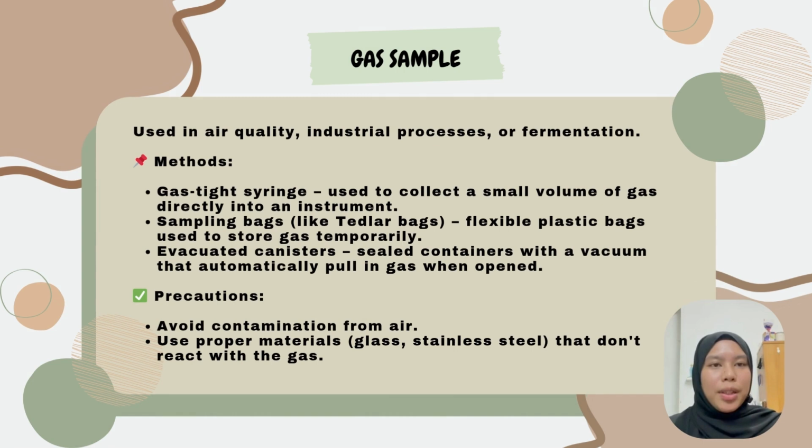The last basic sampling technique is gas sampling. They are used in air quality, industrial process, and fermentation. The first method that we use is the gas-tight syringe. They are used to collect gas samples directly into an instrument.